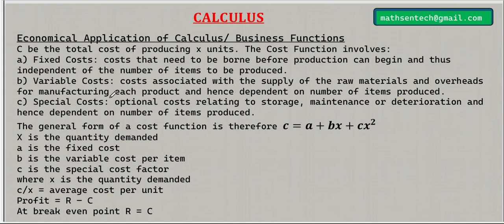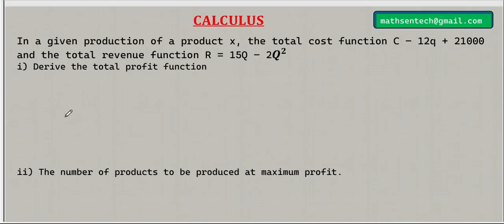Now we've already tackled this, so let's go to an example. We are working out some questions using the knowledge that we have just gained. In a given production of product X, the total cost is C = 12Q + 21,000, and the total revenue function is R = 15Q - 2Q squared. The first thing you are asked is to derive the total profit function.